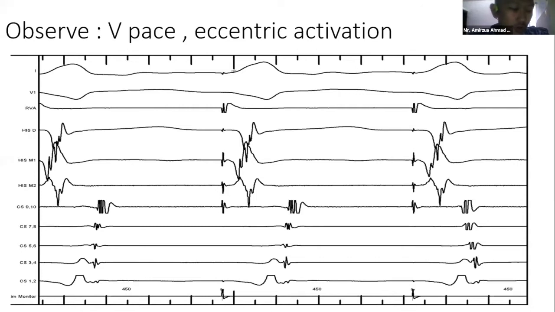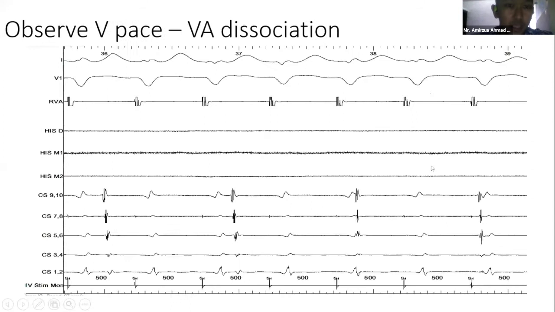So our option, maybe we can go for left-sided pathway. Maybe we got intermittent right-sided conduction here because eccentric, and next V pace is concentric activation. Next is during V pace. Again, V pace the ventricle, but is it any relation to the A? No, because VA dissociate. With this kind of VA dissociation during V pace, we already exclude the AVRT. We already exclude the pathway, but still we can induce the AVNRT or atrial tachy.